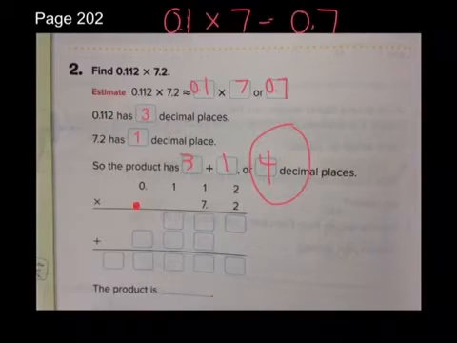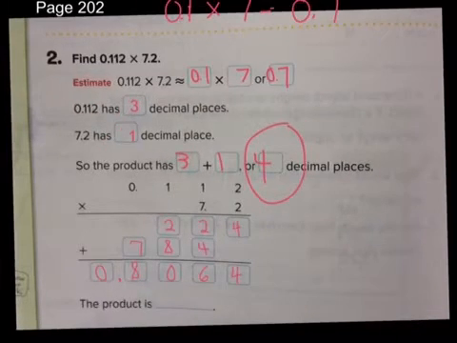Now let's go ahead and solve this. Please pause the video and multiply 2 times 2, 2 times 1, 2 times 1, 7 times 2, 7 times 1, 7 times 1. Fill it in, add it, and check your answer. I'm going to do it right now. Please pause. And here's my answer.